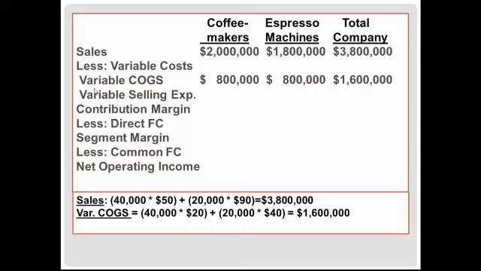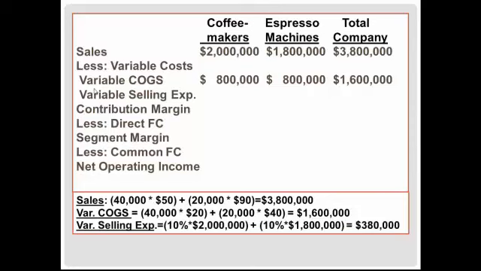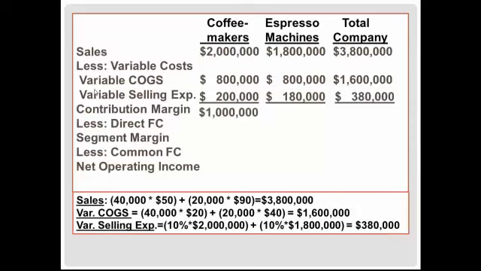The sales commissions are 10% of sales. So to calculate that amount for each of the segments, for coffee makers, 10% of sales, or 2 million, is 200,000. 10% of 1.8 million is 180,000. So total variable selling expense is $380,000. From here, we'll do our math, and we can see that coffee makers will have a contribution margin of $1 million. Espresso machines, $820,000, for a total of $1,820,000.